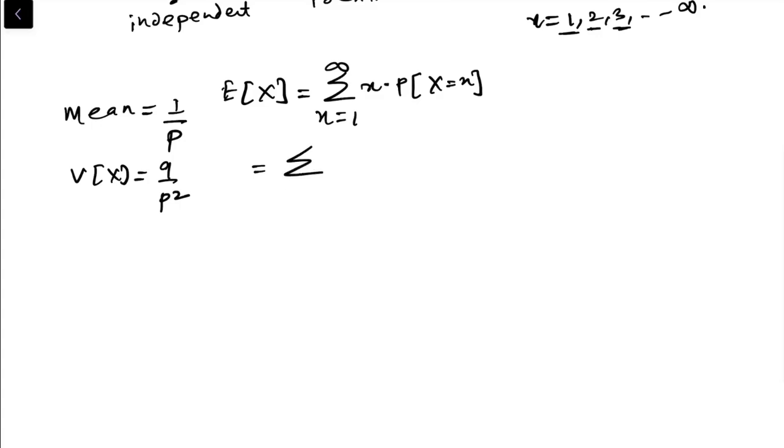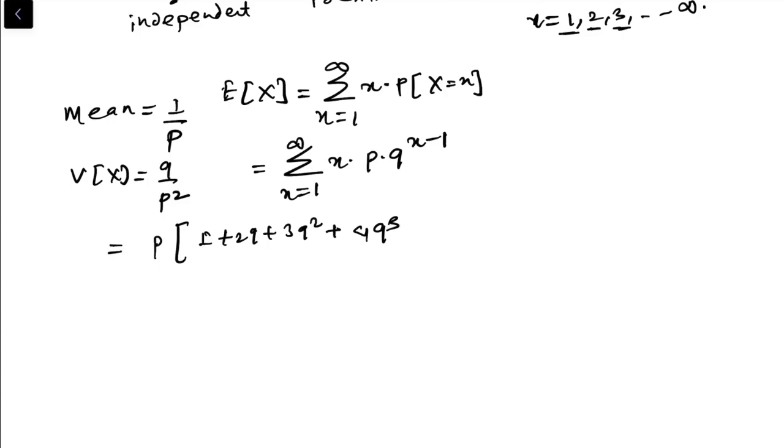So now summation x equals to 1 to infinity x times p times q to the power x minus 1. Okay, now you can bring p outside of the summation. So this is p, and you can put the values of x inside the summation. So you'll get 1 plus 2q plus 3q square, 4q to the power cube, and so on. So this is expectation of x. Say this is equation 1.